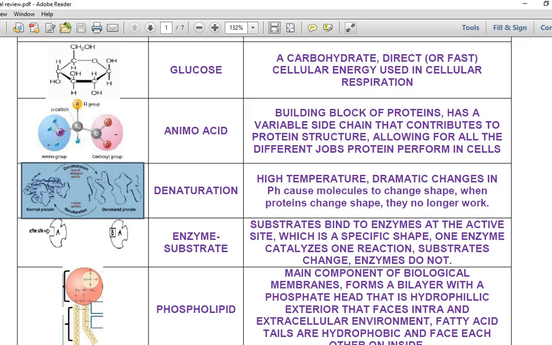This diagram here is denaturation. So denaturation, remember, is when the shape of the molecule changes, and this happens because the hydrogen bonds and other molecular bonds are changed due to a high temperature and a dramatic change around them in pH, which causes the molecule ultimately to lose shape. And if proteins and enzymes lose shape, they're no longer able to do their job because their shape is very specific to what they do, how they work, where they work.